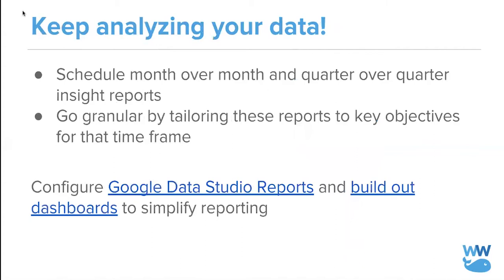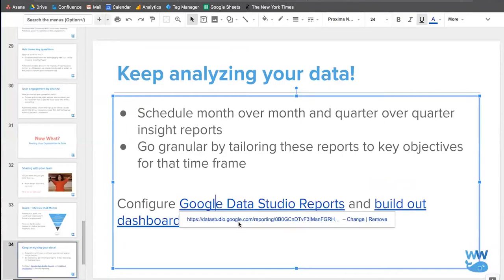And then keep analyzing your data. Like Laura said, schedule month over month reports if you can. If not, quarter over quarter is absolutely necessary. And then go granular by tailoring these reports to those very specific items for that frame of time. And then make this data accessible by configuring things like Data Studio reports or dashboards to share with your team, so that they don't have to do much heavy lifting to understand the important takeaways from the analysis that you're doing. So we could look at what this Google Data Studio report looks like.